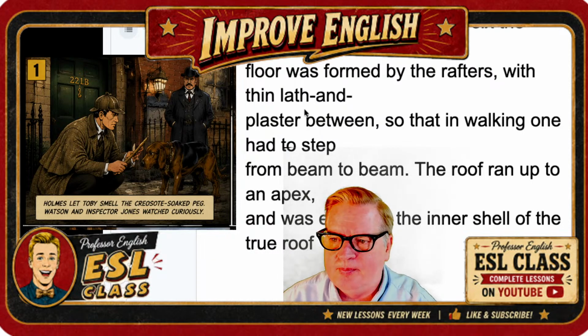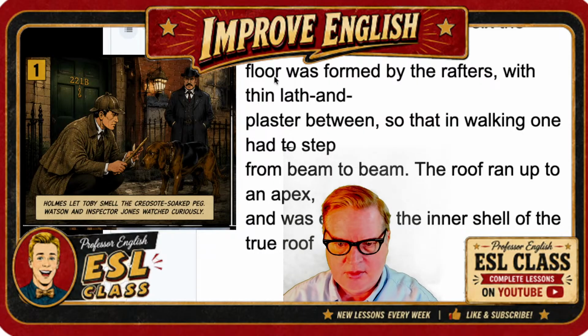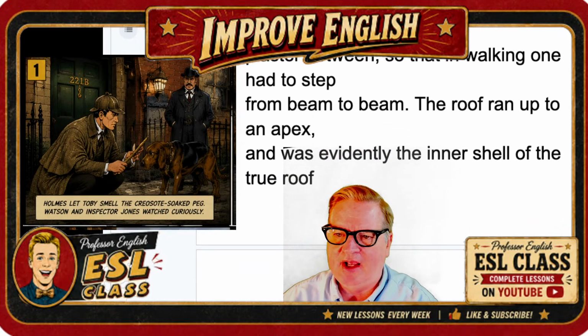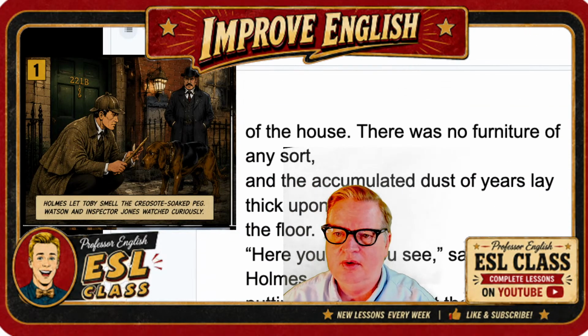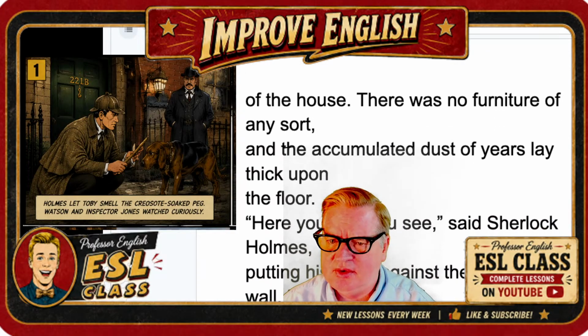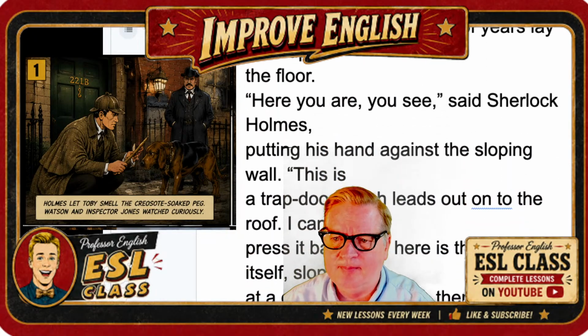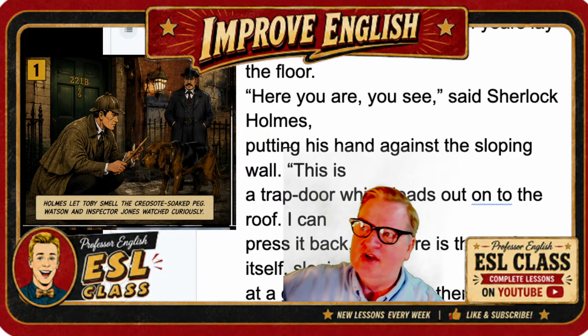The roof ran up to an apex. An apex is like a high point, and was evidently the inner shell of the true roof of the house. There was no furniture of any sort, and the accumulated dust of years lay thick upon the floor. "Here you are, you see," said Sherlock Holmes, putting his hand against the sloping wall.